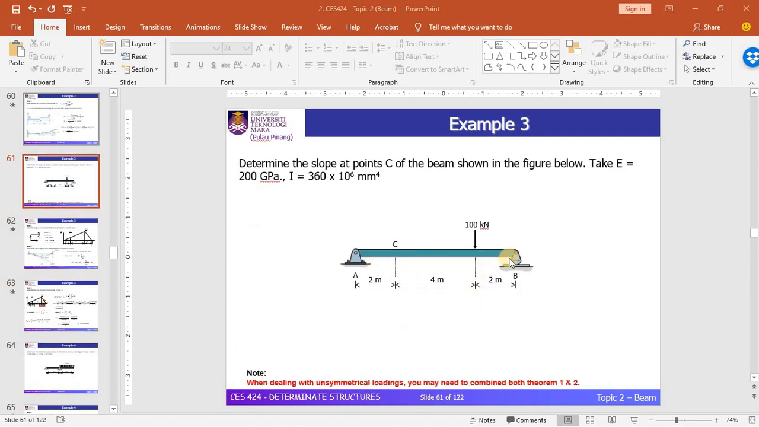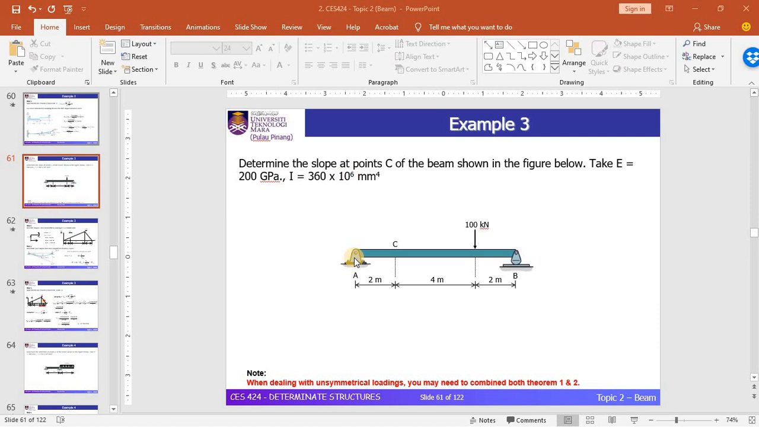Okay, so in example 3 we have a simply supported beam that's supported by a pin and a roller at points A and B respectively. This beam is loaded by a point load at 2 meters from B, and the amount is equal to 100 kilonewton. The E and I values are given. In this example, we will calculate the slope at point C. Point C is located 2 meters from A.